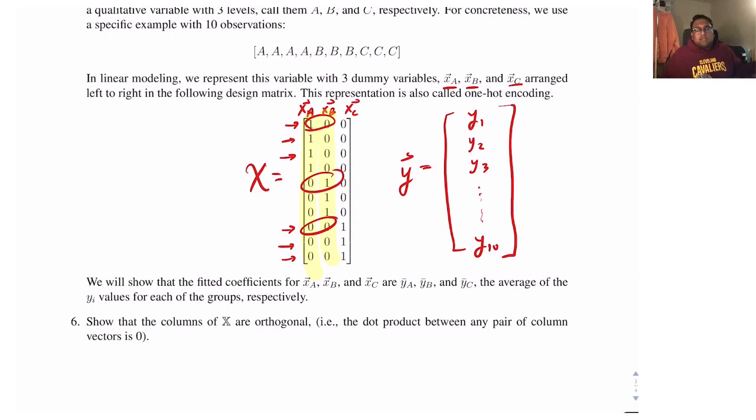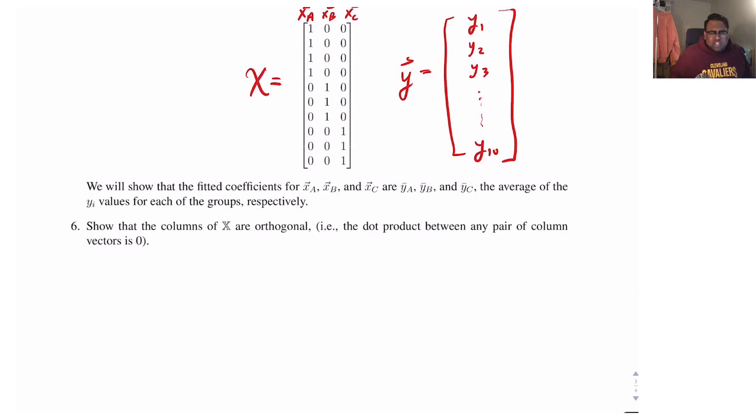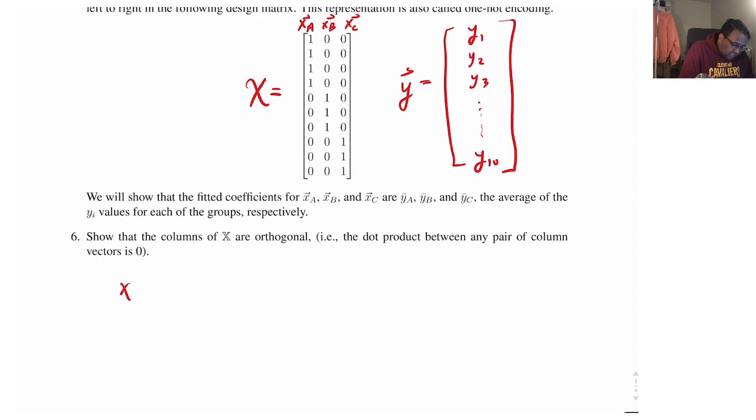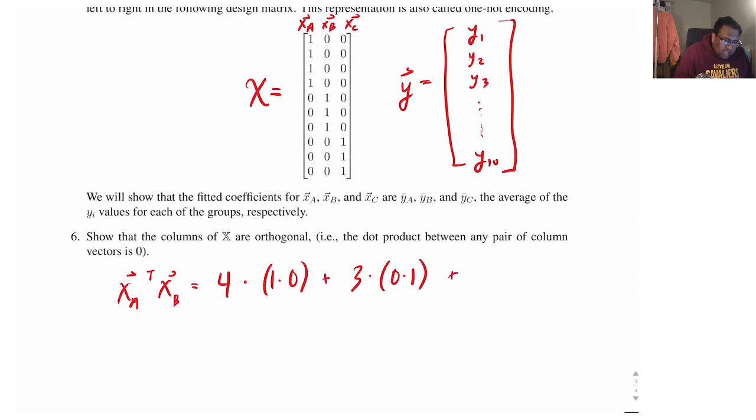But we know that 0 times anything is just equal to 0. So that means every term in my sum, when I'm computing the dot product, is just equal to 0. If we want to be a little more explicit in the case for the first 2 vectors, and this really generalizes for any of the 3 pairs of vectors we take, I could say, the dot product of XA and XB: 4 times I have the value 1 times 0, 3 times I have the value 0 times 1, and 3 times I have the value 0 times 0.